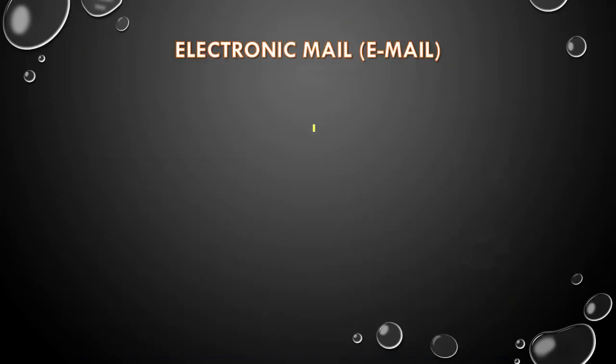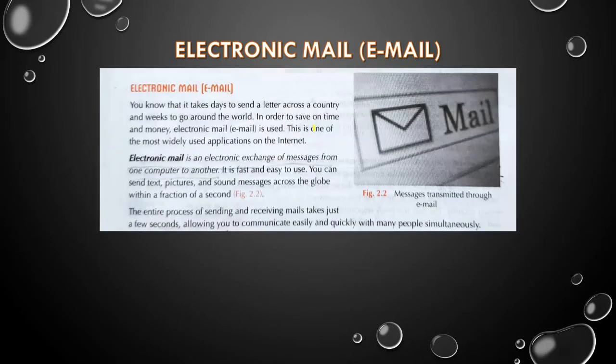electronic mail, which is called in short email. You may know that it takes days to send a letter across a country and weeks to go around the world. In order to save on time and money, electronic mail, email, is used. This is one of the most widely used applications on the internet. So for what purpose is it used? It is used mainly to save time and money.